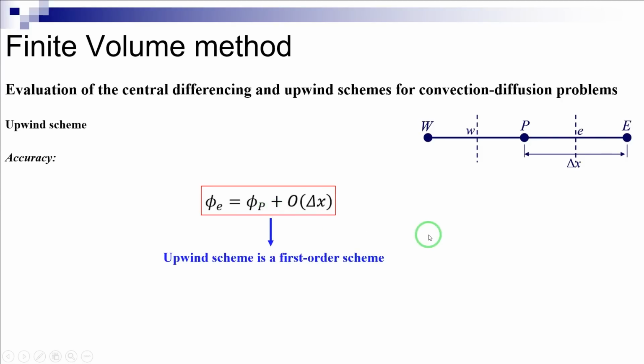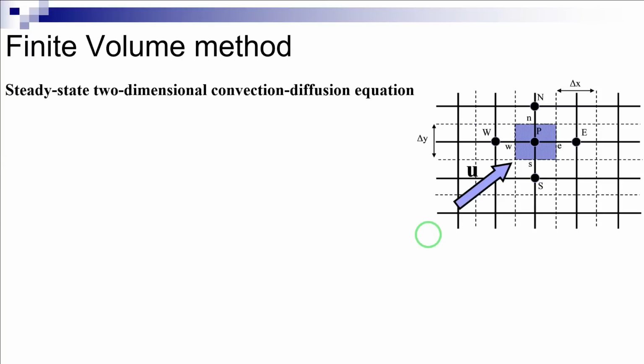The main drawback of the upwind scheme is that it produces erroneous results when the flow is not aligned with the grid lines. In these cases, the generated error has a diffusion-like appearance and it is known as false diffusion, which will be addressed later in this video. Steady state two-dimensional convection diffusion equation.